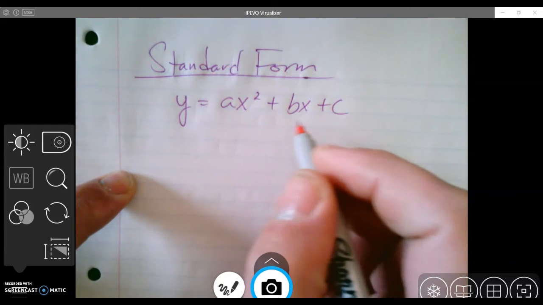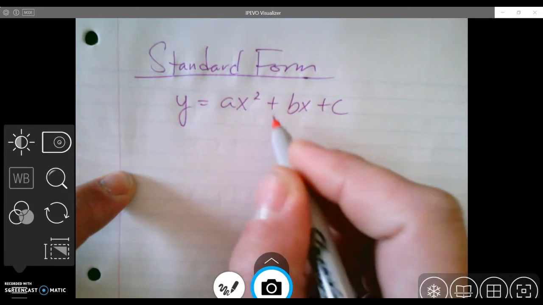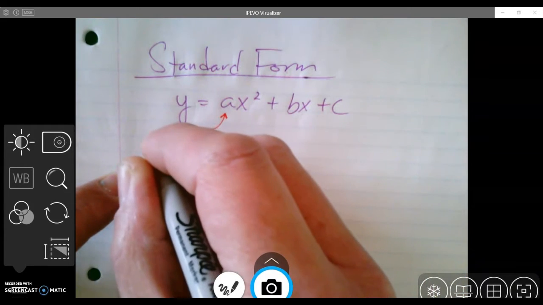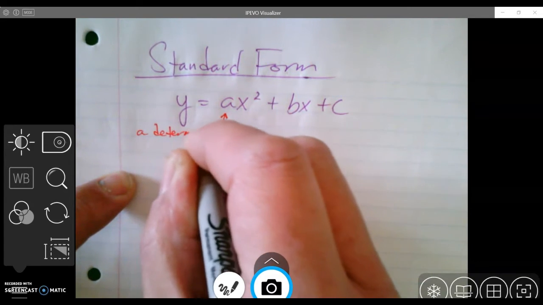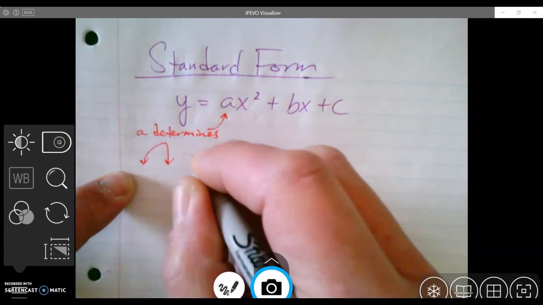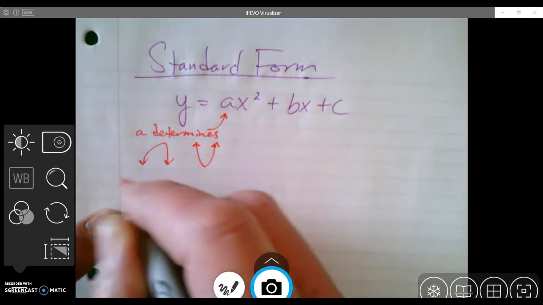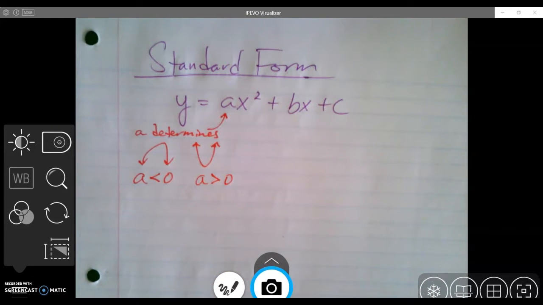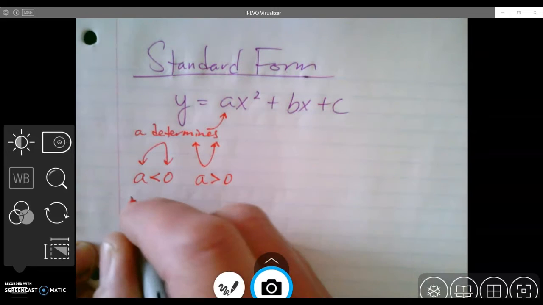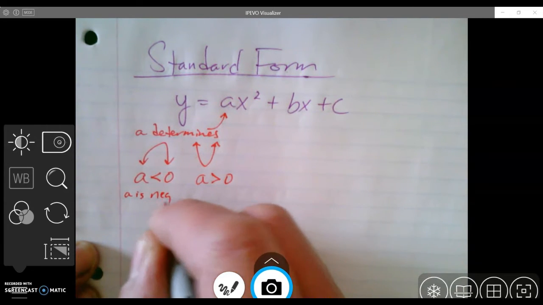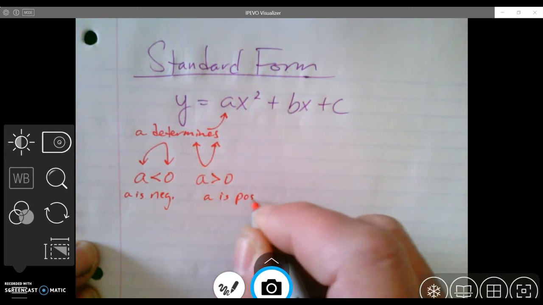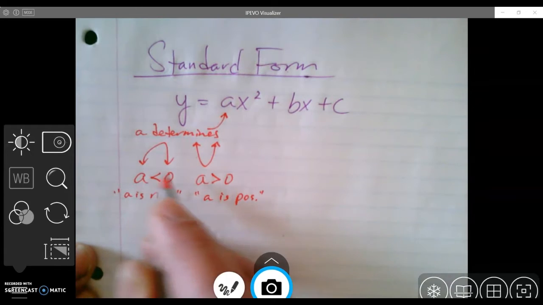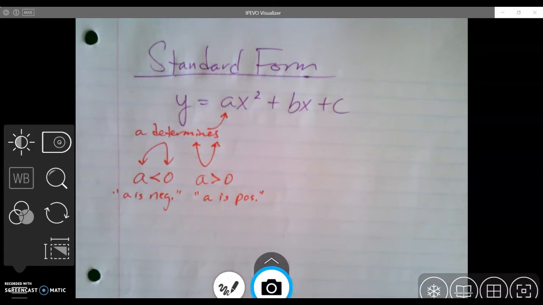We've talked about how to shift horizontal and vertical, but because of the form it's in, this is no longer a horizontal shift. What does stay the same, though, is A does determine if it opens down or opens up. This is when A is negative, and this is when A is positive. That much has not changed. And by the way, when you read this, you have to read it as A is negative, and this is A is positive. I know it says A less than 0, but what you're thinking is A is any negative number, and for this one, A is any positive number.